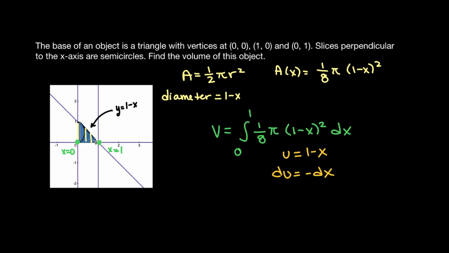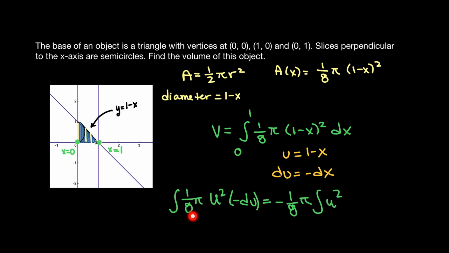All right, and this is something we can integrate. If you wanted to, you could FOIL out that 1 minus x squared. I'm just going to use a u sub. I'm going to let u equal 1 minus x. So then du is negative 1 dx.